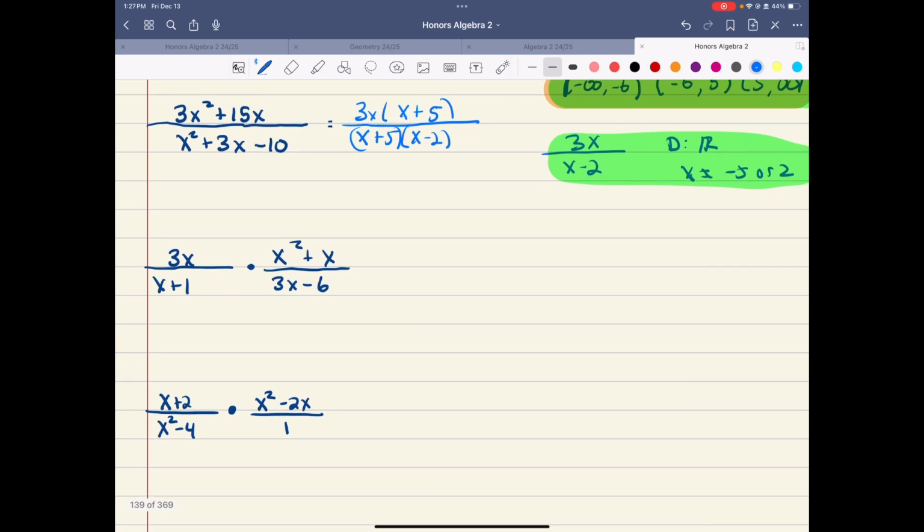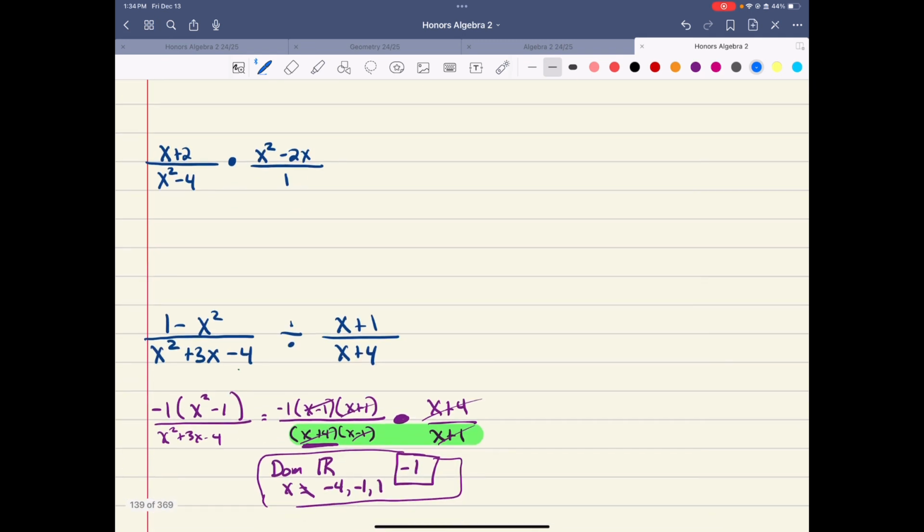Next one. Okay, now we're multiplying. So if I factor, this is x times x plus 1. This 3 is x minus 2. So the x plus 1s cancel. That gives me 3x squared over 3 times x minus 2. But the 3s can go, so x squared over x minus 2. And pause. All right, let's look at the next one.